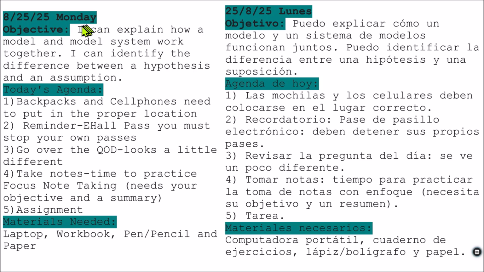Your objective is right up here. You will see your objective again on your assignment page as well. And then we will work on our assignment. Materials that will be needed today: you will need a laptop. You will need your workbook. If you have not already got it out, it's okay, we'll get it later.